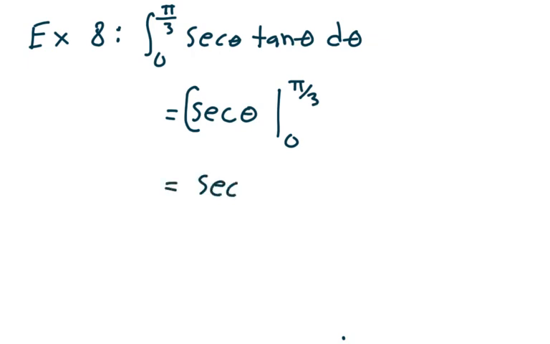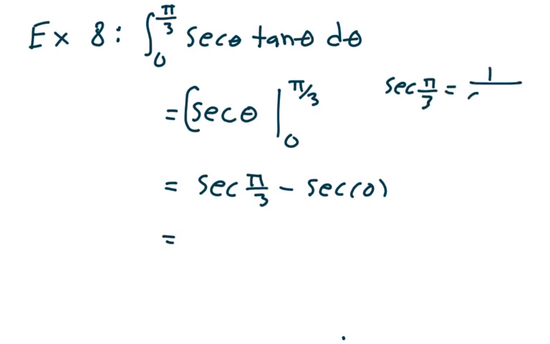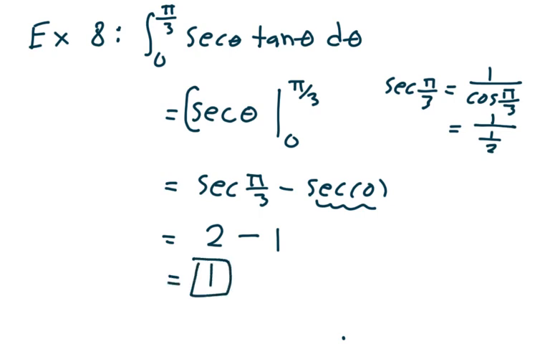So this is secant of pi over 3 minus secant of 0. Secant of pi over 3 is 1 over cosine of pi over 3. But cosine of pi over 3 is a half, and so I know that's going to be 2. Secant of 0 is 1. So you get 2 minus 1. So the answer is 1. So that's how that works.